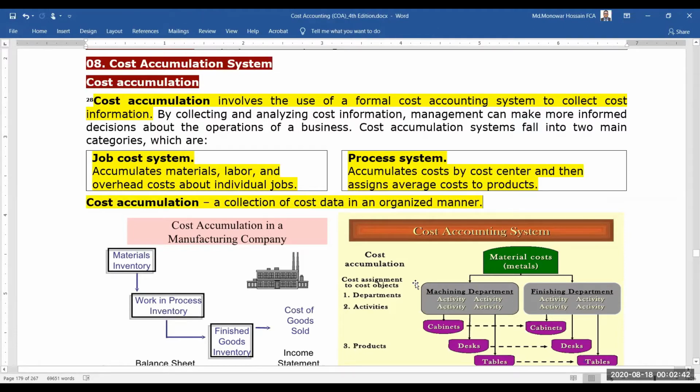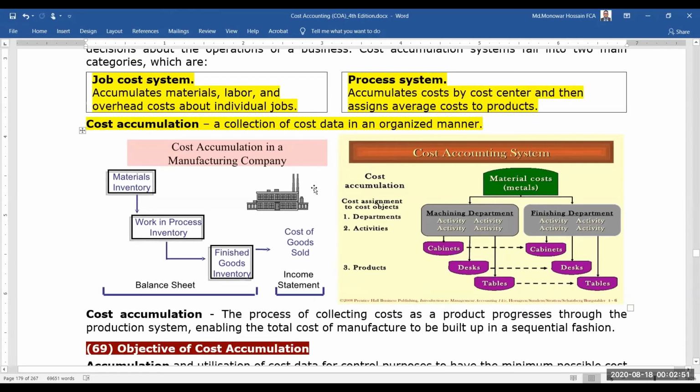Cost accumulation is a collection of cost data in an organized manner. Here you see the cost accumulation in a manufacturing company. Look here: material inventory, work in progress, and finished goods inventory are all within the balance sheet, and cost of goods sold is within the income statement, in the cost accumulation system.